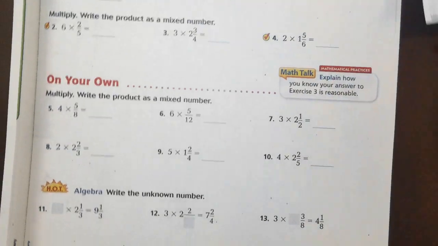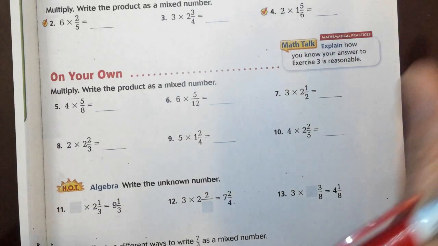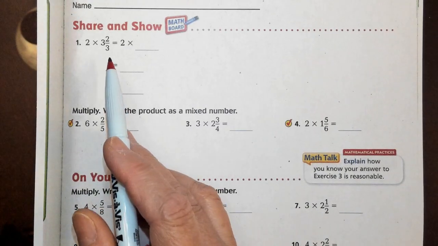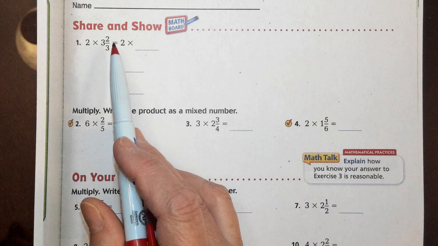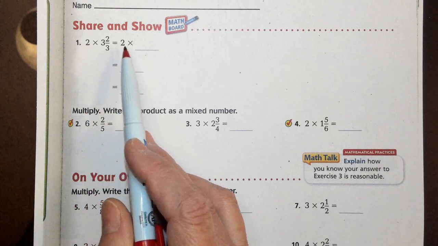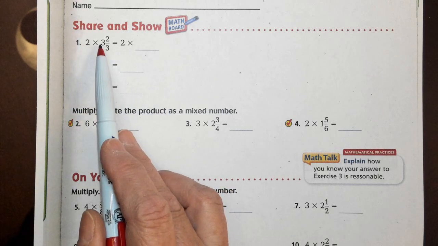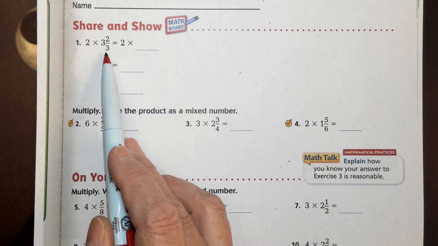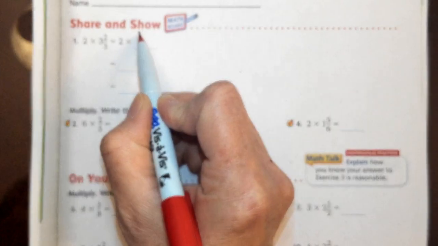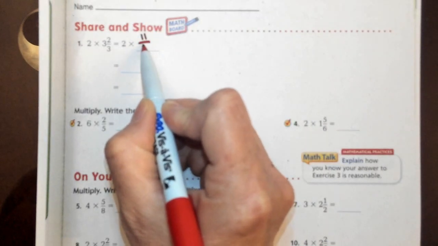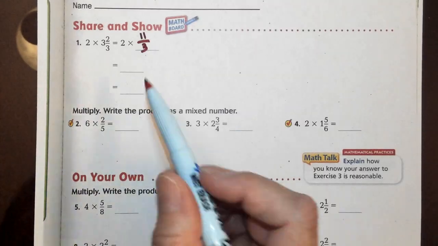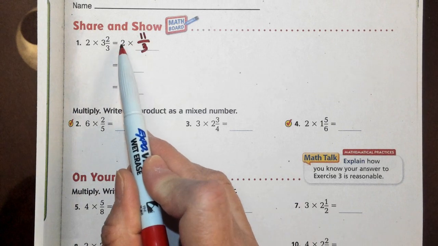So let's look at our last page. Get ready for your assignment today. We're going to look at this first one. We can tell that we cannot multiply a whole number by a mixed number, so we have to change the mixed number to a fraction. 3 times 3 is 9, plus 2 is 11. So we are going to have 11/3 right here. Again, we multiply whole number times denominator, add numerator. Once we get this, we do our multiplication.